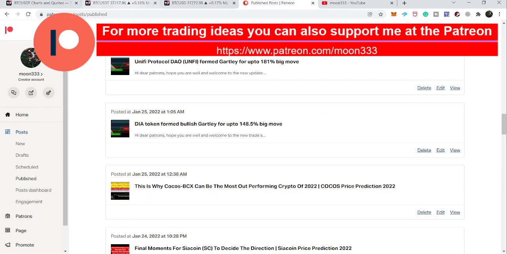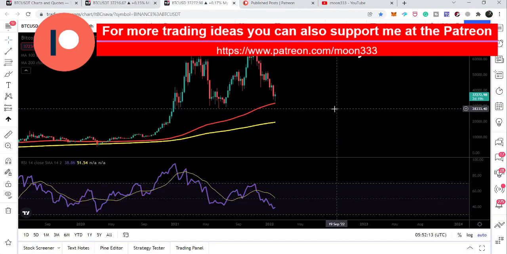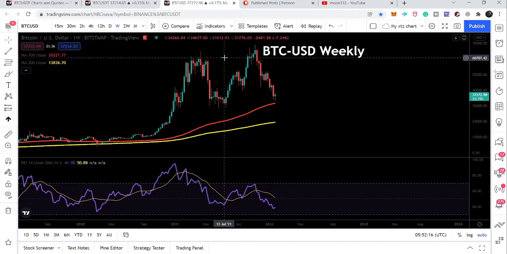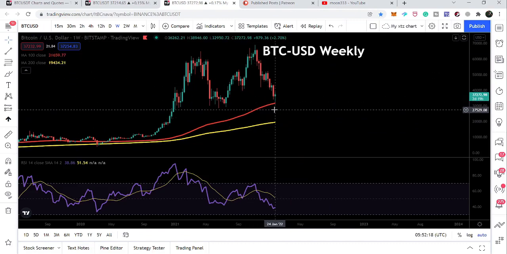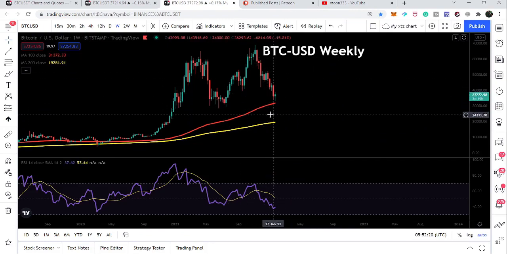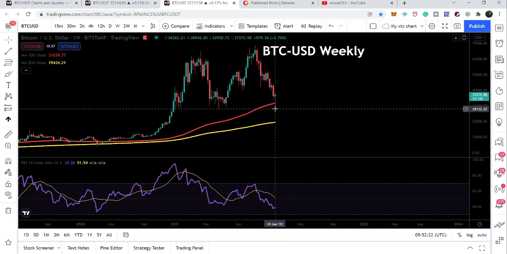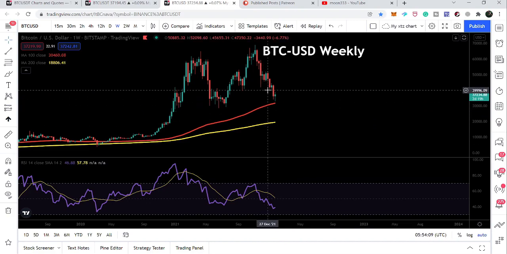And first of all, let me show you this weekly time frame. Here we can see that the price line is very close to testing this 100 weekly simple moving average. Right now, the 100 simple moving average is at $31,659, and we dropped up to $32,950. So there is a difference of a few $100s to test this 100 weekly simple moving average.